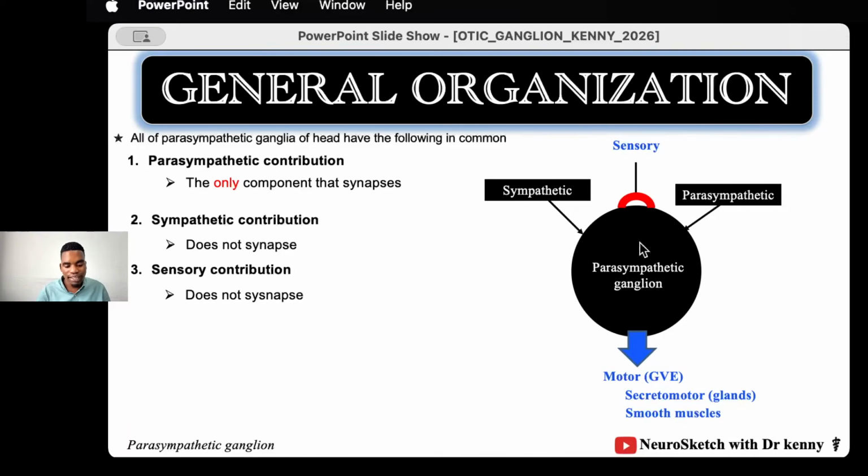The only part that is going to synapse within the ganglion is the parasympathetic, and this is worth noting. The sympathetic does not, because the sympathetic is already postganglionic and does not need to synapse, and the sensory has its own ganglion where it synapses.